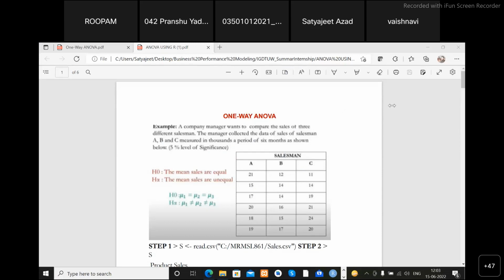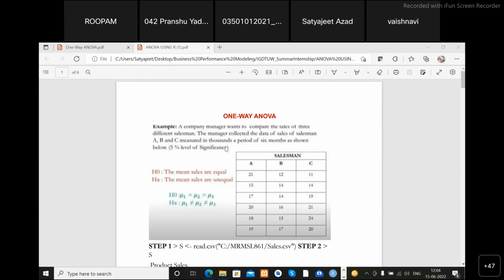Okay, so this is one case. Hope my screen is visible, then you can easily see. It's a bit blurred, but I'm just reading it out. A company manager wants to compare sales of 3 different salesmen. Just understand this: sales of 3 different salesmen. The manager collected the data of sales of salesmen A, B, and C, measured in thousands, over a period of 6 months as shown below. And we have to check at the 5% level of significance.